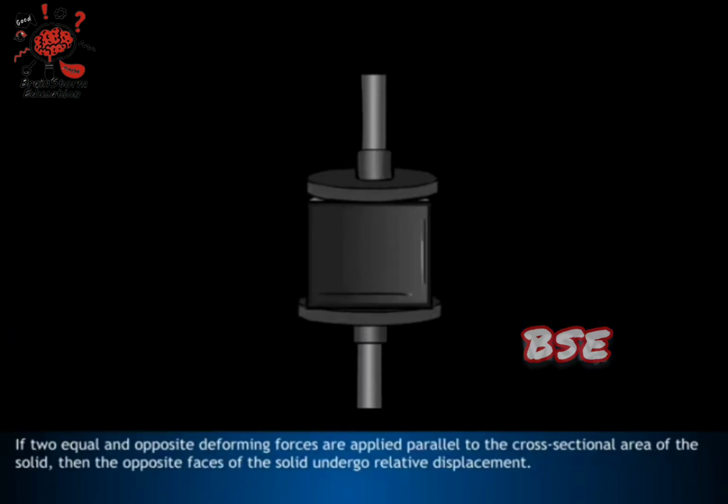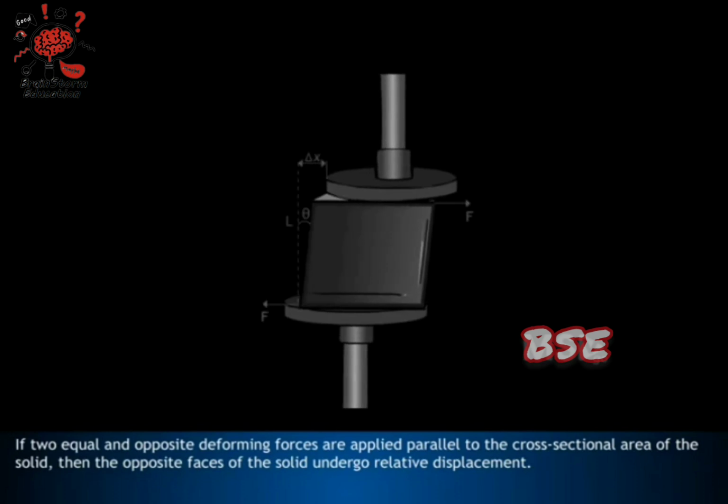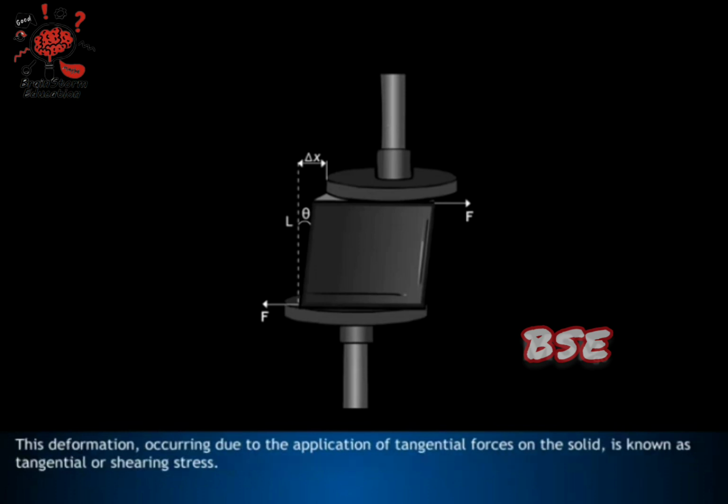The ratio of change in length of the solid to the original length is known as longitudinal strain. If two equal and opposite deforming forces are applied parallel to the cross-sectional area of the solid, then the opposite faces of the solid undergo relative displacement. This deformation, occurring due to the application of tangential forces on the solid, is known as tangential or shearing stress.